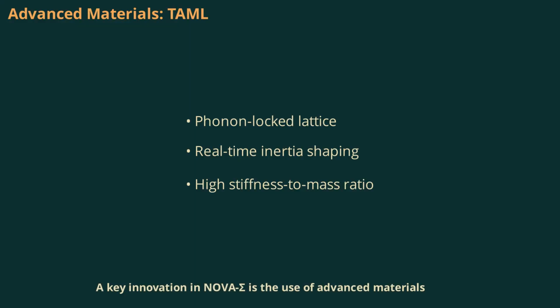A key innovation in NOVA-Σ is the use of advanced materials, starting with the Tensor-Active Meta-Lattice (TAML). This structural lattice is field-tunable, enabling real-time modulation of the inertial tensor. With a high stiffness-to-mass ratio and lossless vibrational routing, TAML allows the craft to shape its inertia dynamically, supporting both efficiency and stability in all operational modes.